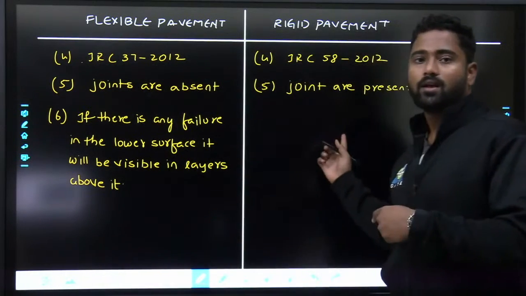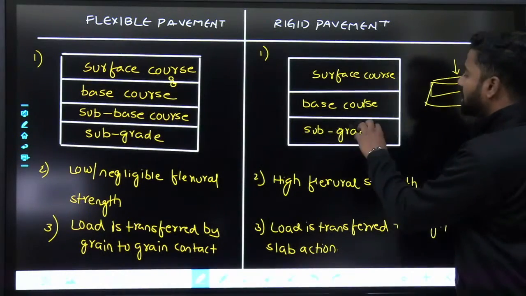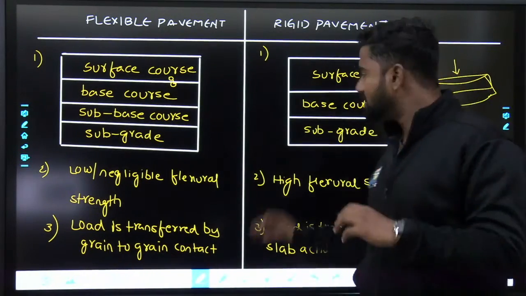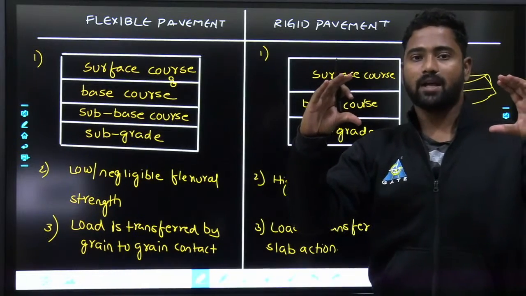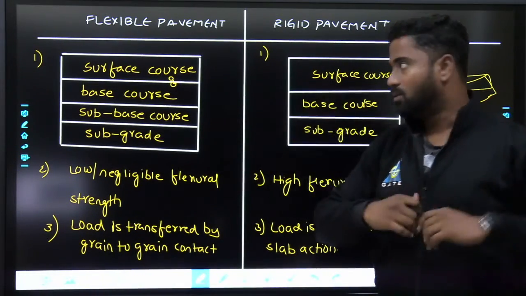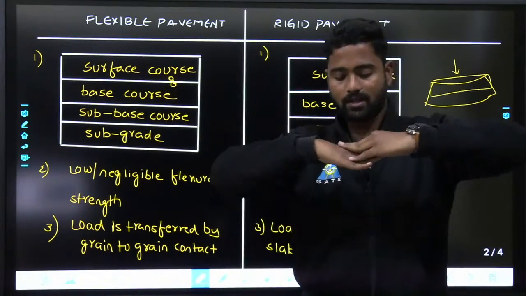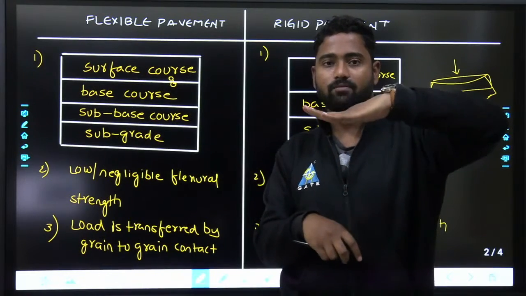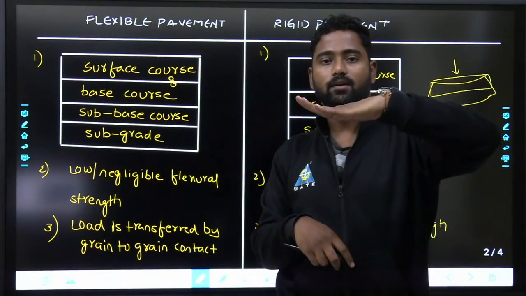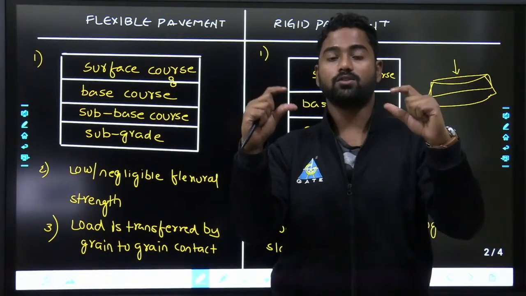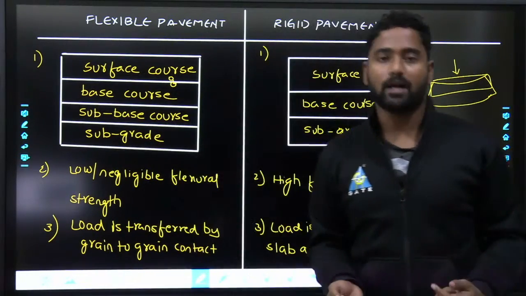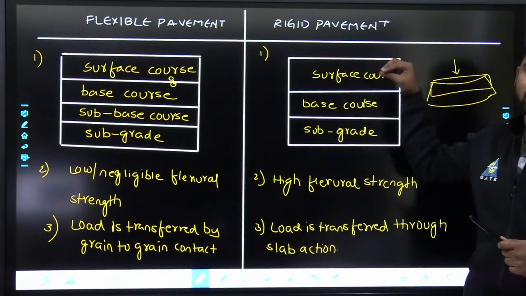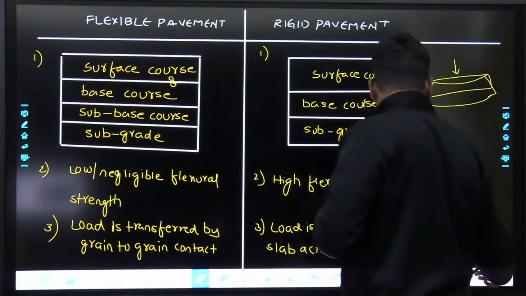Here in rigid pavement, if there is any failure in the subgrade, it will not be seen in the surface course. Why? Because if the soil settles over here, the slab will stay like that, it will not bend. If the soil settles also, the slab will be perfectly horizontal. So the localized failure can be contained. That means whatever the failure in the subgrade cannot be seen in the surface course. That's what you can write over here.